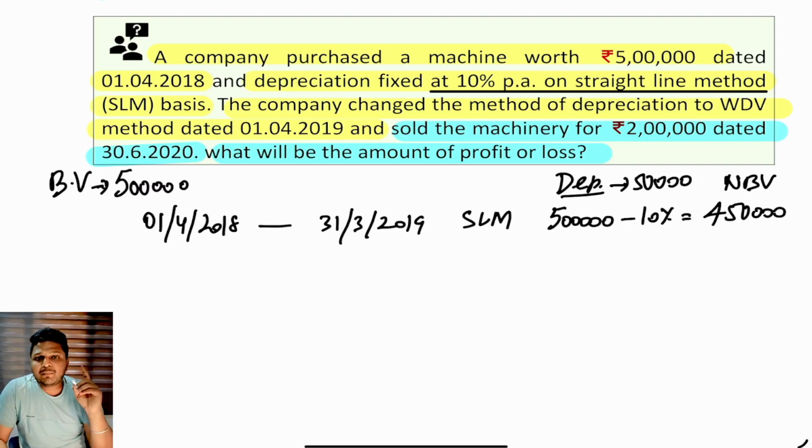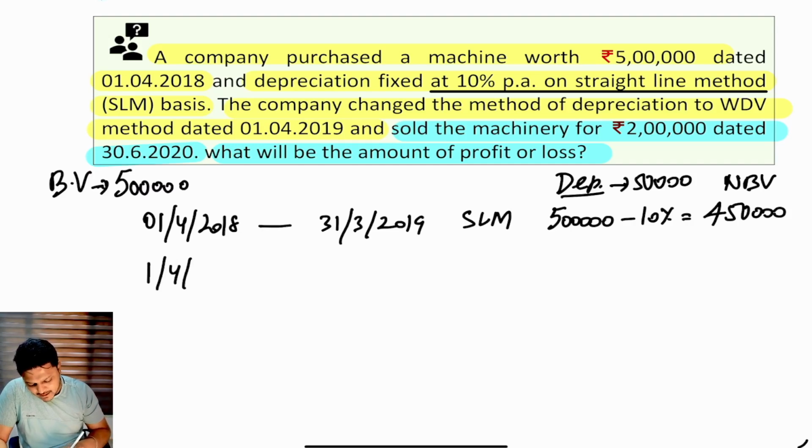Now, the company changed to the WDV method on the 1st of April 2019 and also sold the machinery on 30th of June 2020. There were 1 year and 3 months in between, April, May, June, when the company calculated the depreciation based on the WDV method of depreciation. Clear? Right? So right now I'm going to write the entries over here.